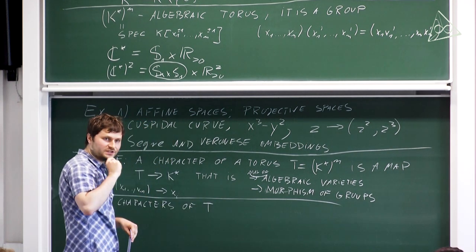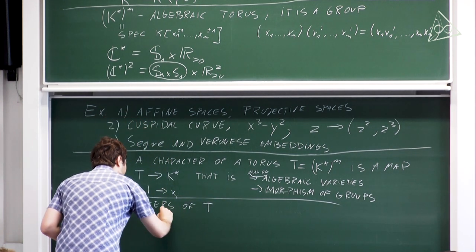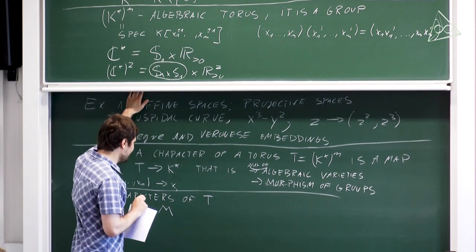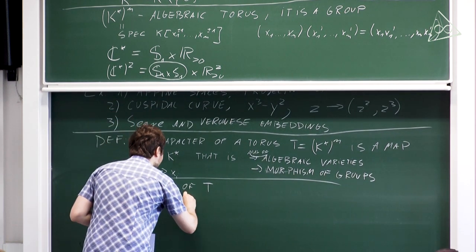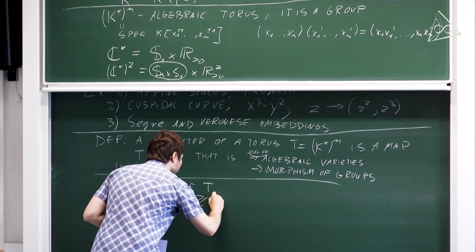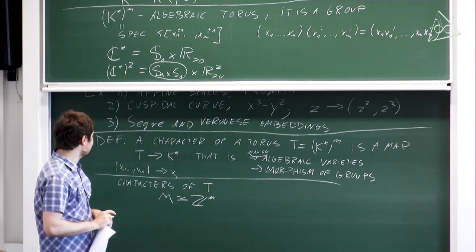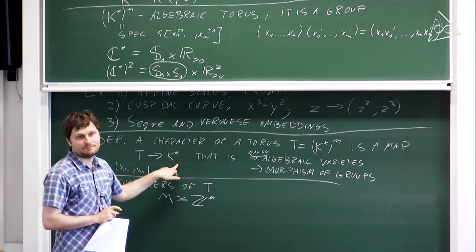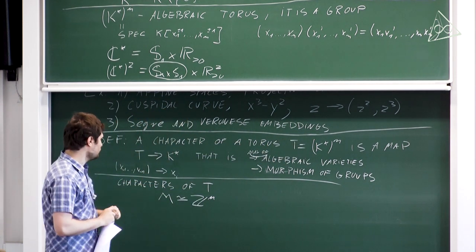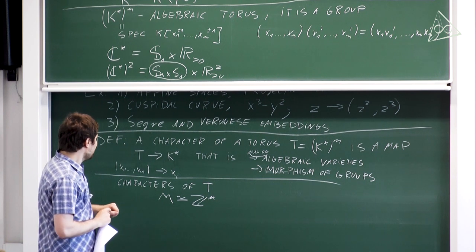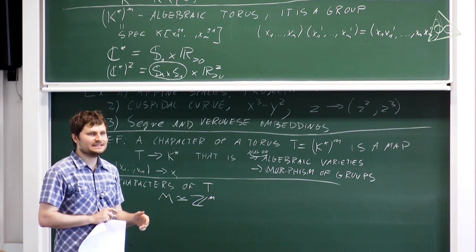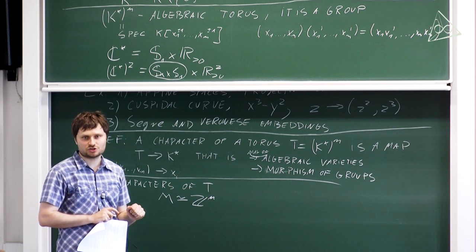So the characters of T, their set is usually denoted by a capital M, and we can identify it with Z to the n. But notice that in this definition, I don't need coordinates. I can just take maps from a torus to K star. Now, I don't want to consider this just as a set.